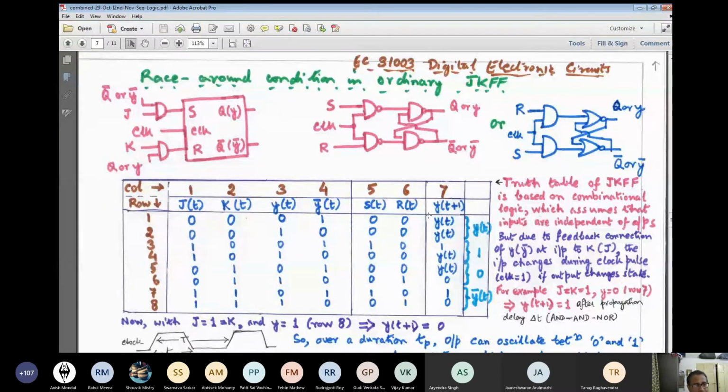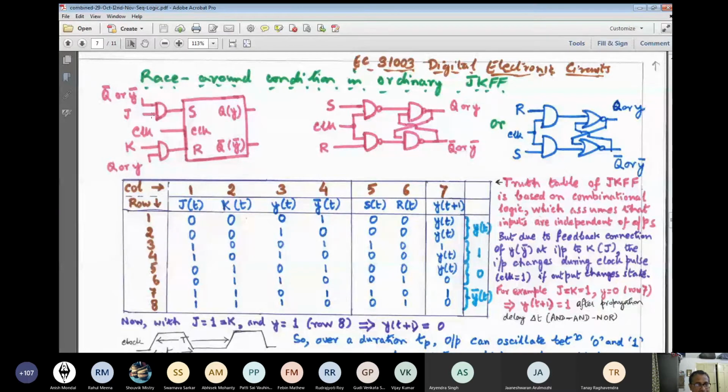On the other hand, for the 0 0, 1 0 case, S and R will both be 0, and so Yt+1 will be the same as Yt. That means the state will be preserved. Now if J is 1 and K is 0, what will happen? Again Y can be either 0 or 1. In the first condition, what will be S? S is nothing but the ANDing of J and Y bar. J is 1, Y bar is 1, so S is 1.